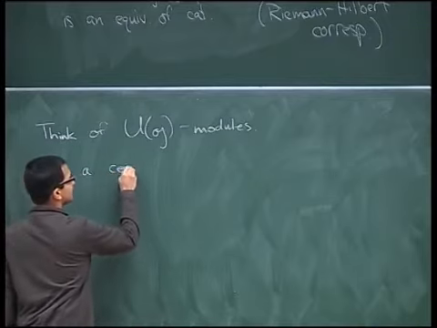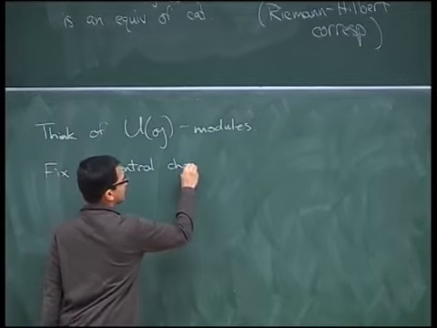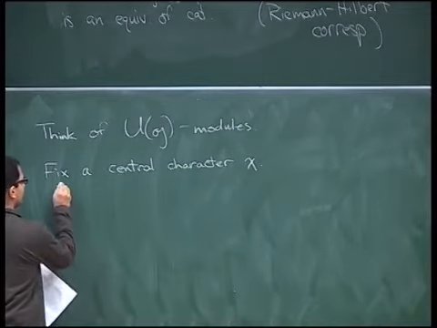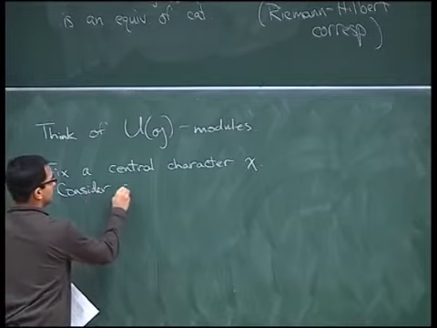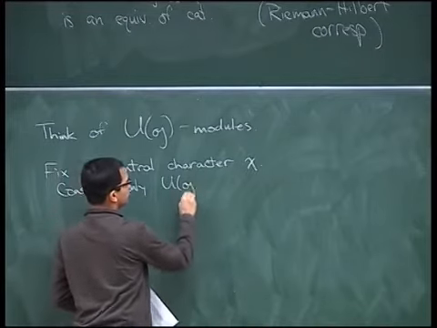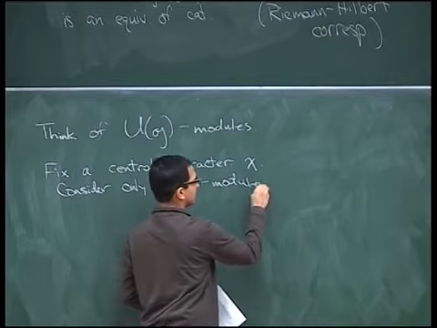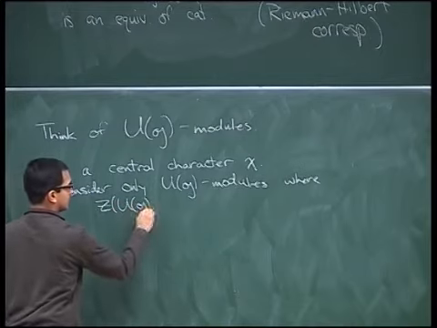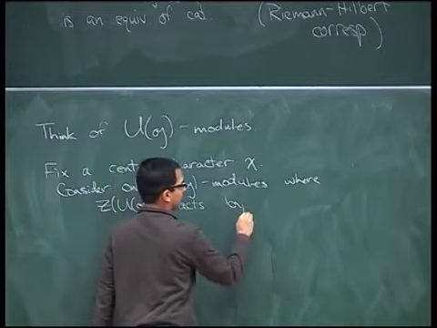So let's fix a central character chi, and consider only those UG modules where the center acts by chi. So the center of UG acts by chi. Okay, so one fact about making this restriction is that right away you find out that there are only finitely many irreducibles with this property. And of course, g itself has infinitely many.